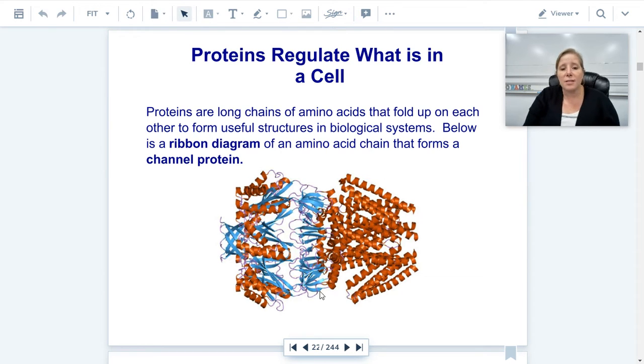So proteins are these long chains of amino acids. We learned this last time. They make really useful biological systems. Here is a ribbon diagram of an amino acid chain to make a channel protein. So what you can see is you have your helixes and your beta sheets, and it's the quaternary structure, so it's bent on itself with other parts. But you can see that it creates an opening right here. This is what's going to allow things to come through.